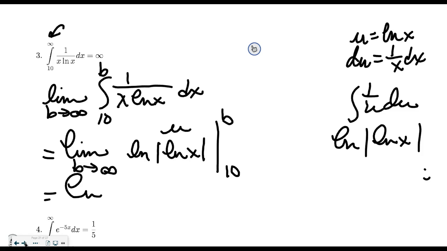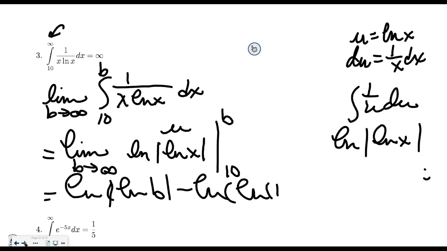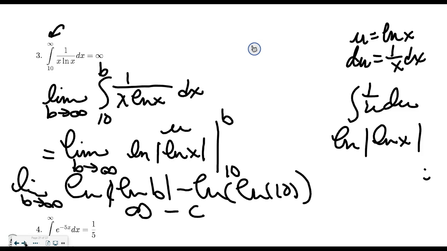All right, so what do I get with this? I get natural log of b, right? And I forgot my limit, but natural log of 10 doesn't need absolute value. All right, this is really a limit as b approaches infinity. What is that? Infinity minus a constant. So I'm just going to put C. Infinity minus a constant is what? Infinity. That's why the answers are on here, so you'll know if you're doing them right.